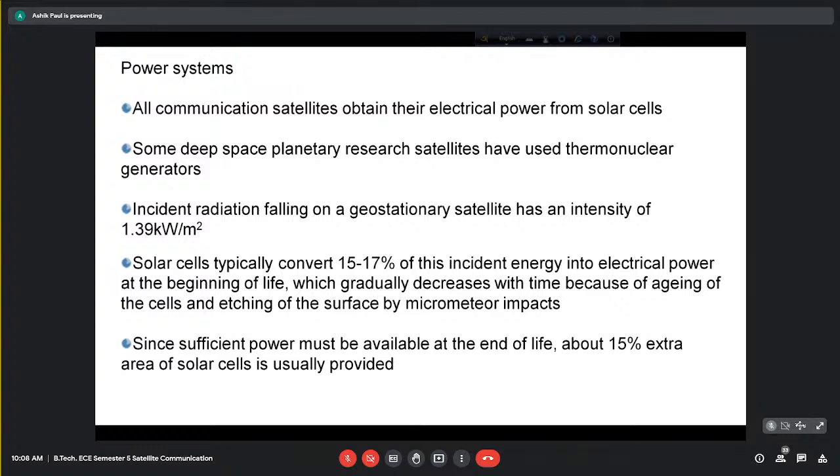So by default, these solar cells have a typical conversion efficiency of only about 15 to 17%. That means almost the whole amount of incident radiation, more than 80% of it, is lost. Even with so much advancement in optical technology and other things related to optics, we are still not able to convert this incident solar energy into a good percentage of electrical energy.